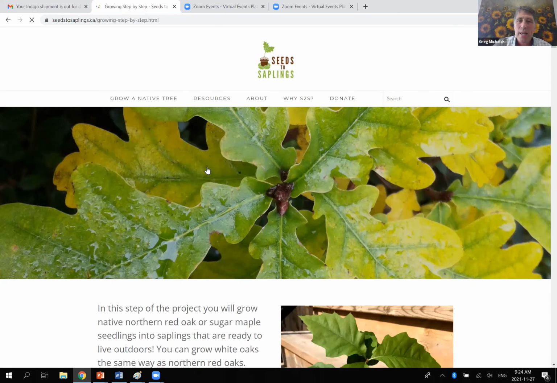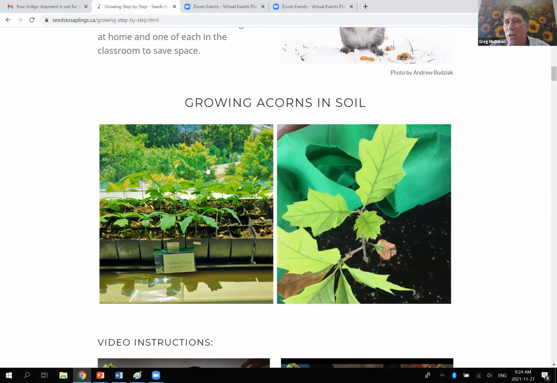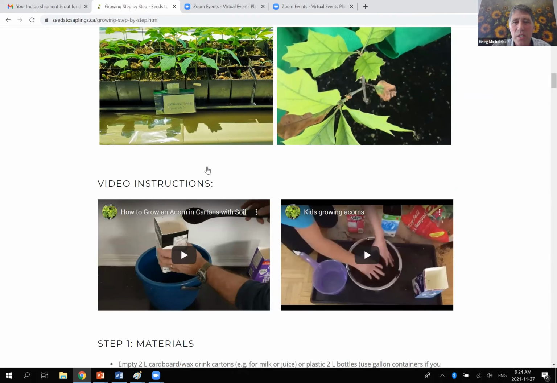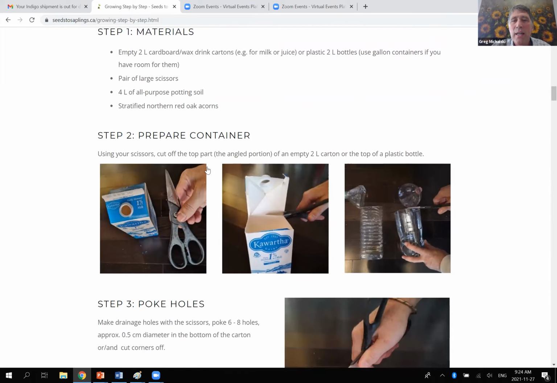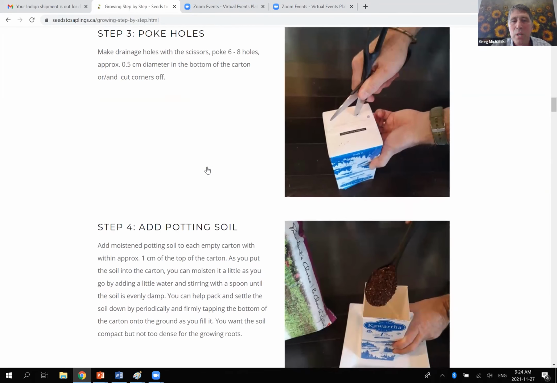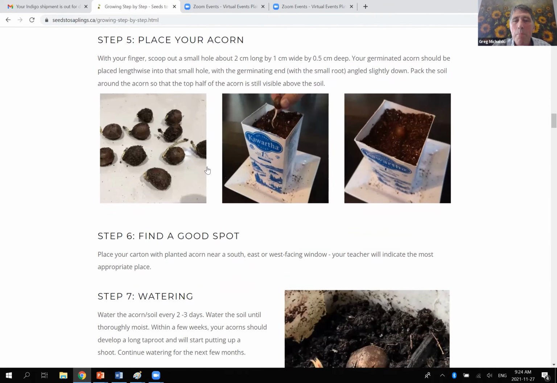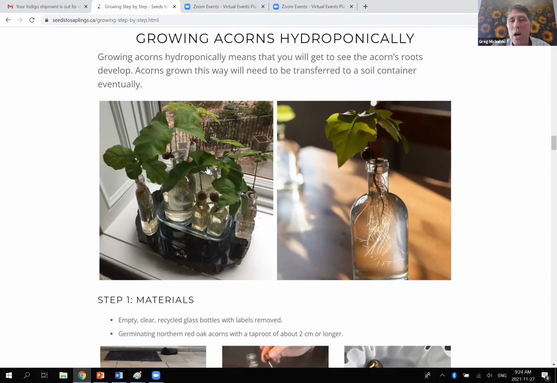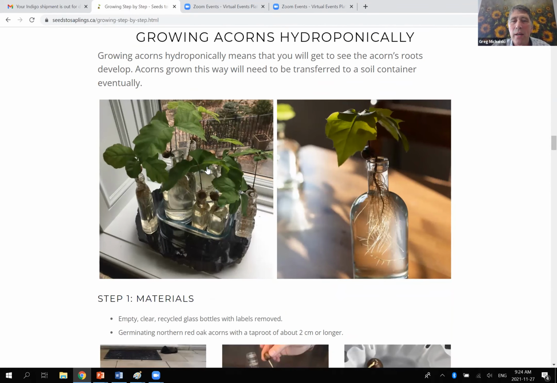Again, it highlights in here both by word and video how to plant and grow each of those species. The standard is growing the acorns in soil and the planters that they've made, and that goes very well. And very successful, it shows by video how to do it. That's just setting up the soil, but then it shows in here how to grow them hydroponically as well. And again, very simple to do.